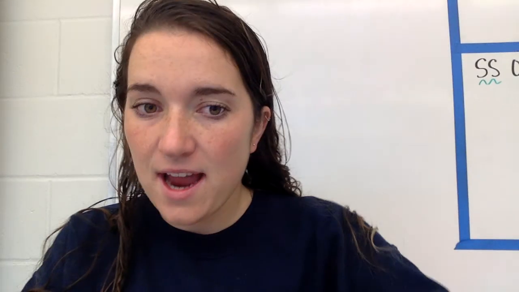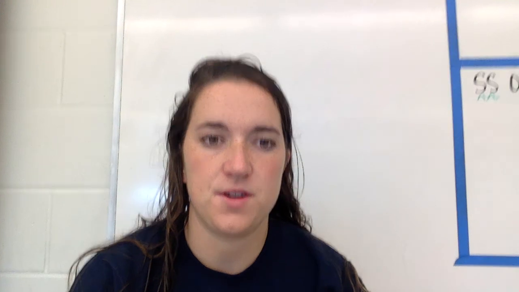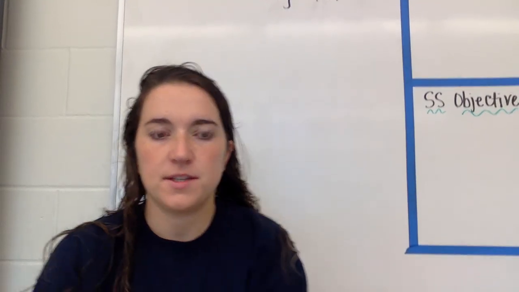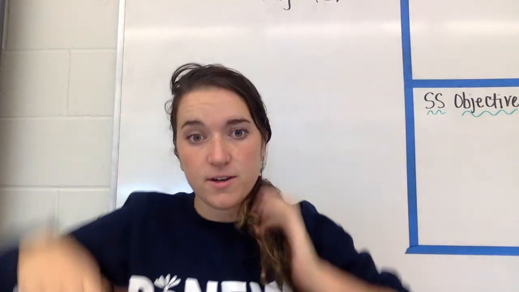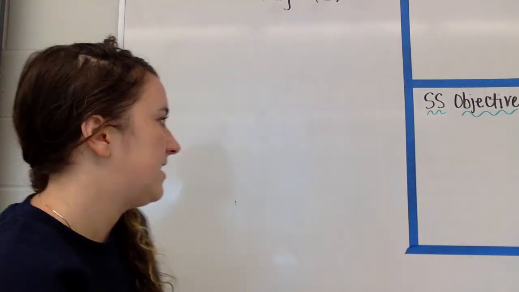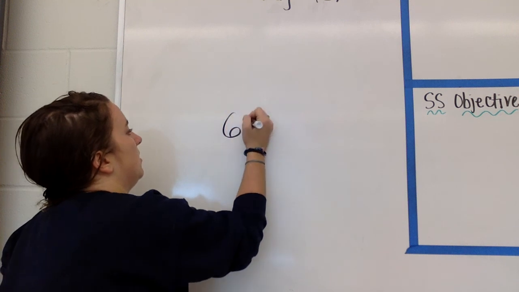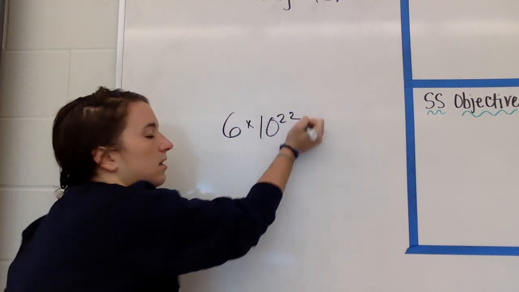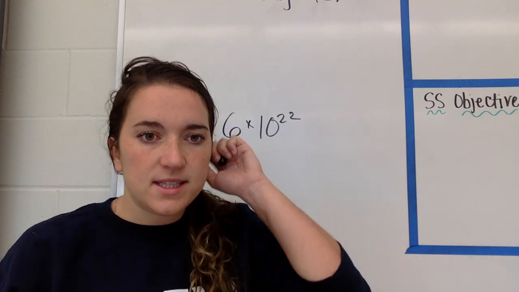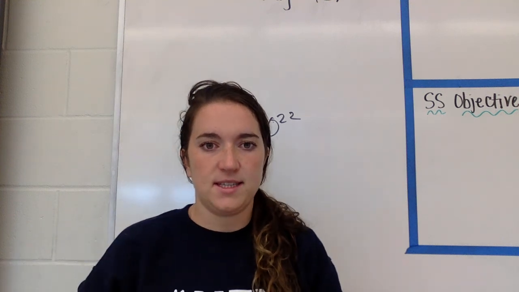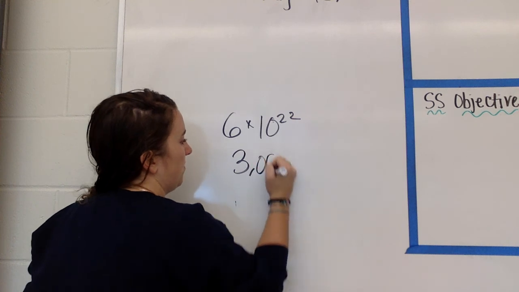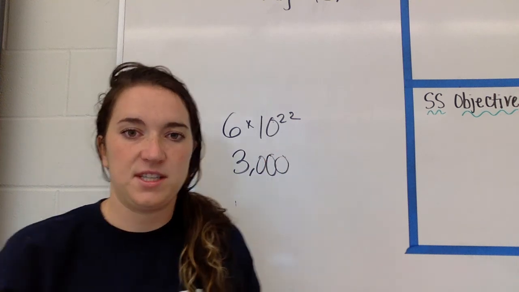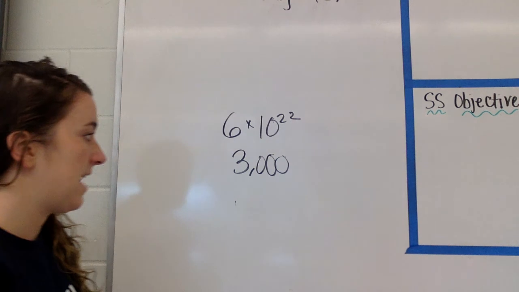Hi, 8th grade. So today our extension is exactly what we're doing in class. The first problem says a conservative estimate of the number of stars in the universe is 6 times 10 to the 22nd power. The average human can see about 3,000 stars at night with his naked eye. How many times more stars are there in the world compared to the stars a human could actually see?